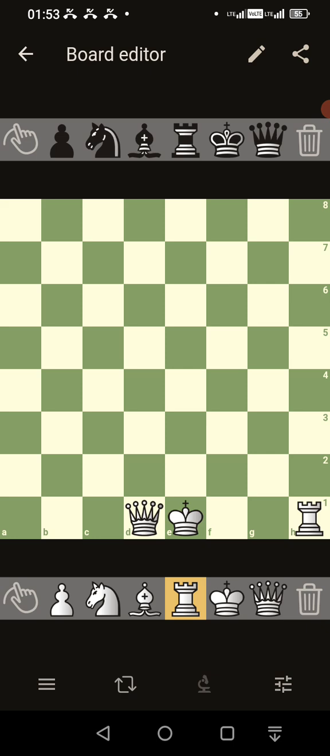Notice I say rook, not castle. Then we have the bishop. The bishop is B. All these are capital letters, by the way. And then we have N for the knight. As you know, the word knight starts with a K, but then we can't have another K because that's already being used for the king.